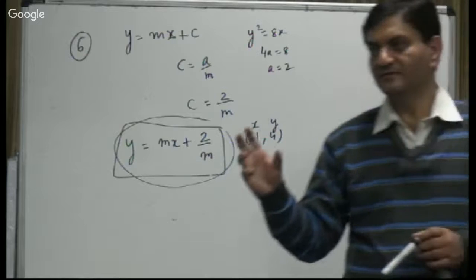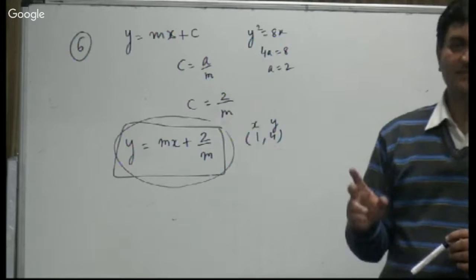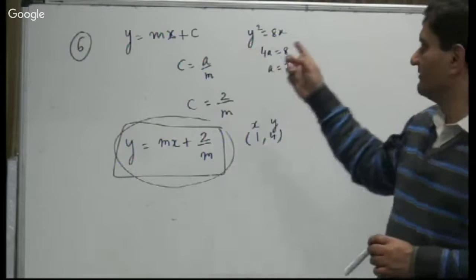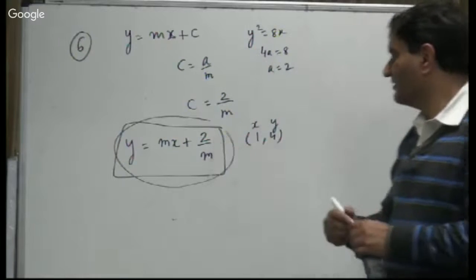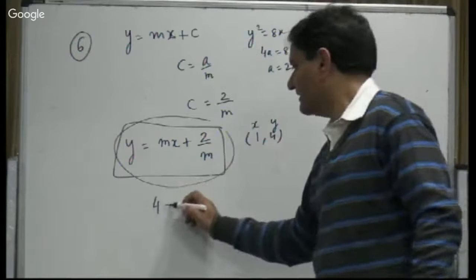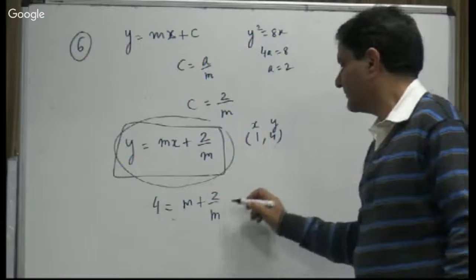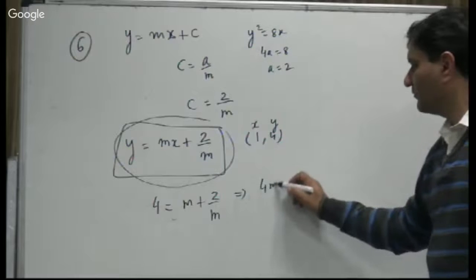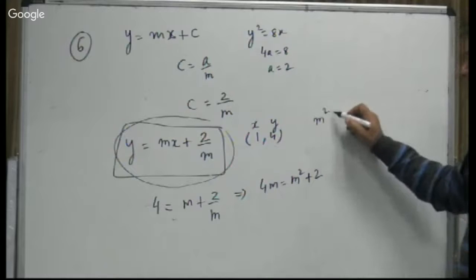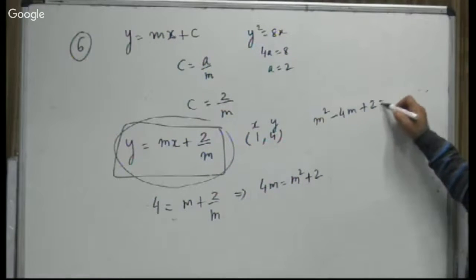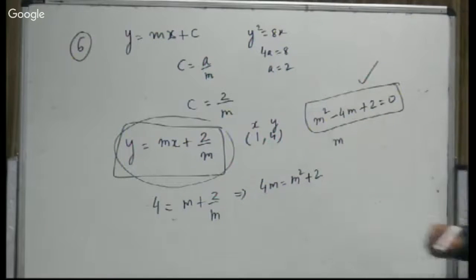We assume the tangent to be y equal to mx plus c. C is equal to a by m, right? A is given to us. A we can find from the equation of the parabola. So now since this passes through 1, 4, in place of y you write 4 and in place of x you write 1. So multiplying by m, what will you get? 4m is equal to m square plus 2, right? So m square minus 4m plus 2 is equal to 0. You find out the value of m. B is the right answer.